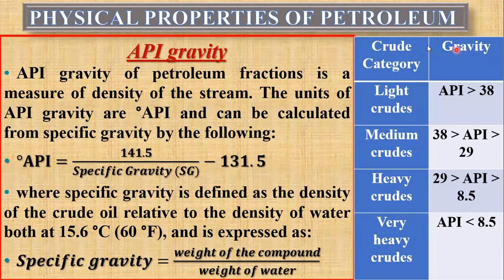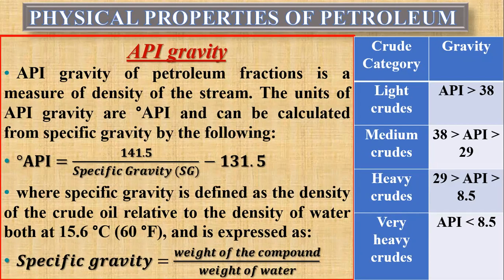So basically, API gravity can be determined using this formula: 141.5 over the specific gravity, minus 131.5. The specific gravity of any component can be measured using the weight of the component over the weight of water. Using this formula, you can determine the API gravity of any crude oil that you want. This will tell you whether the crude oil has a high or a low viscosity. And this API gravity also affects the price.